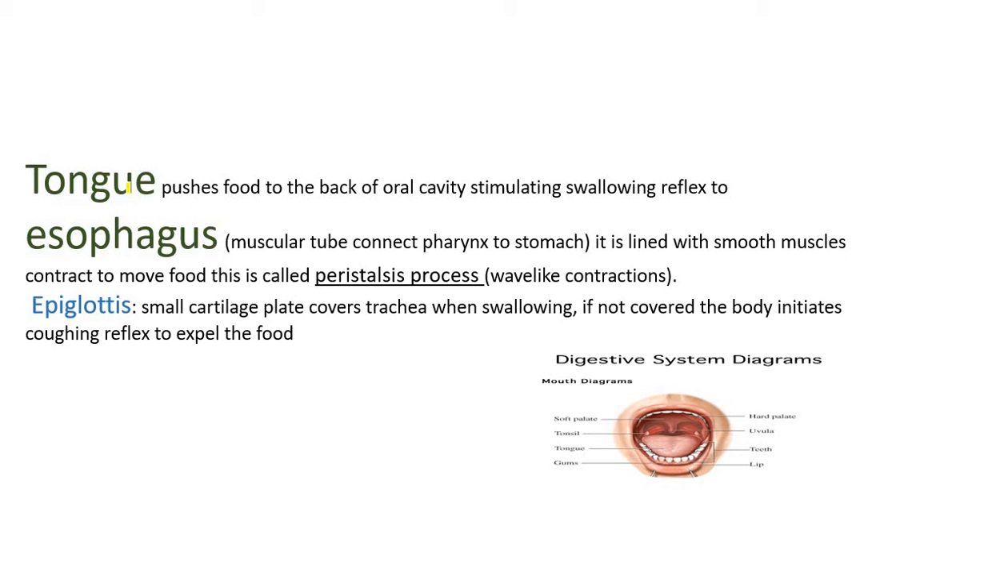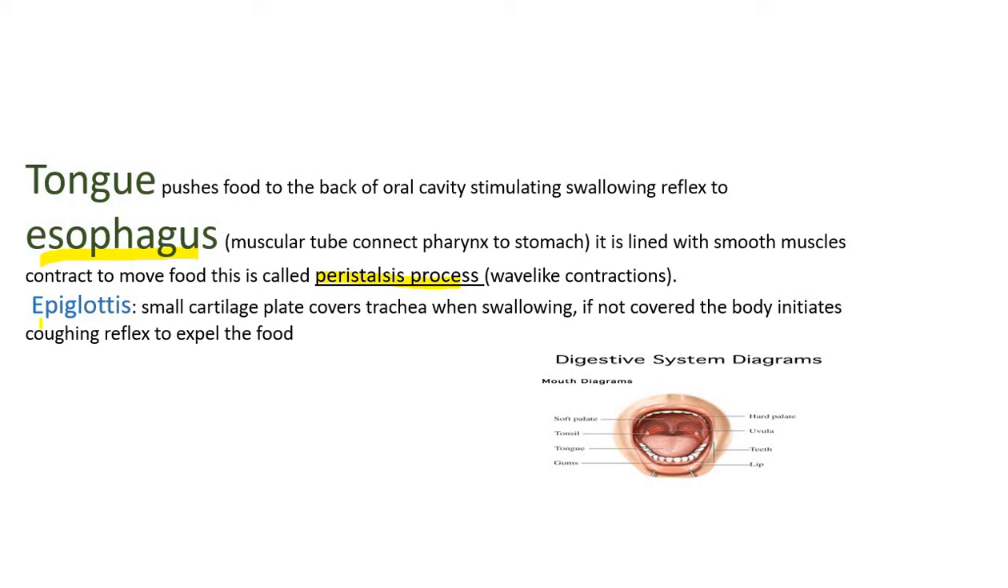Digestion begins in the mouth. We have the tongue, which will push food to the back of the oral cavity to facilitate its swallowing and to stimulate the swallowing reflex. Then from the mouth to the esophagus, a muscular tube connecting the pharynx to the stomach. In the esophagus, like we said, there is the action of the smooth muscles pushing food downward. This action is known as the peristalsis process. It's a wave-like contraction of the smooth muscles to push food downwards.